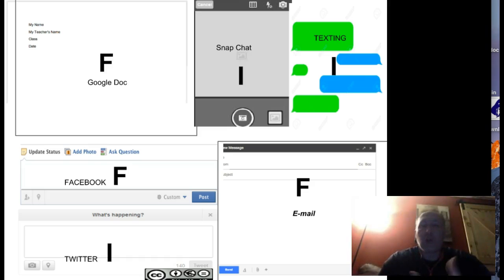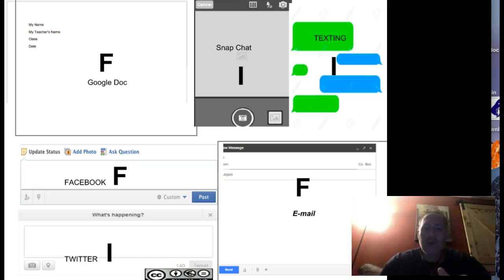We know that, like Google Docs, for example, my students know right away that is a formal space because those are papers that are being turned into the teacher. Snapchat, because there's pictures, you can use your finger to write across the screen. There's lots of different features with Snapchat. They know it's an informal space. Texting, for the most part, is informal.